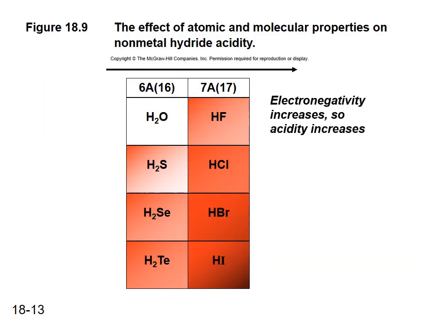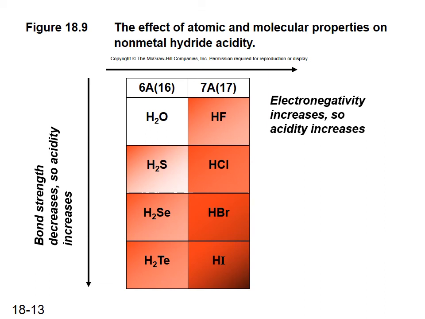Here compares group 6 and group 7 non-metal hydrides. From left to right, electronegativity increases and the acid becomes stronger. So hydrofluoric acid is a stronger acid than water, and hydrochloric acid is stronger than hydrogen sulfide. Down the group, the bond length increases and the bond becomes weaker, so the acid becomes stronger. So hydrochloric acid is stronger than hydrofluoric acid, and hydrobromic acid is stronger than hydrochloric acid.